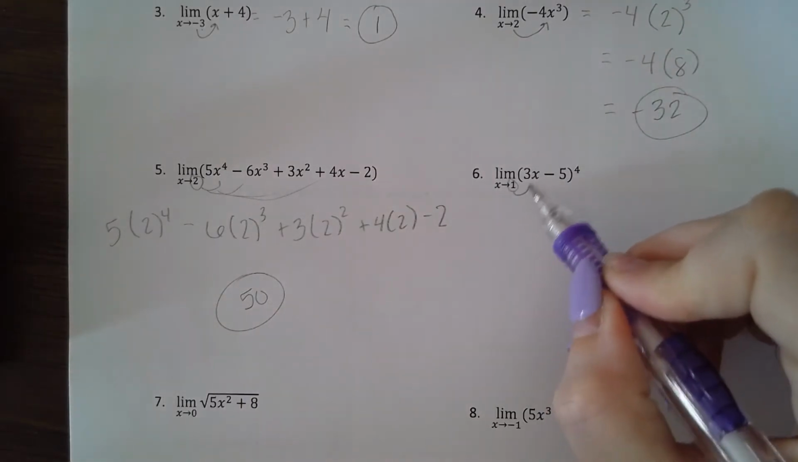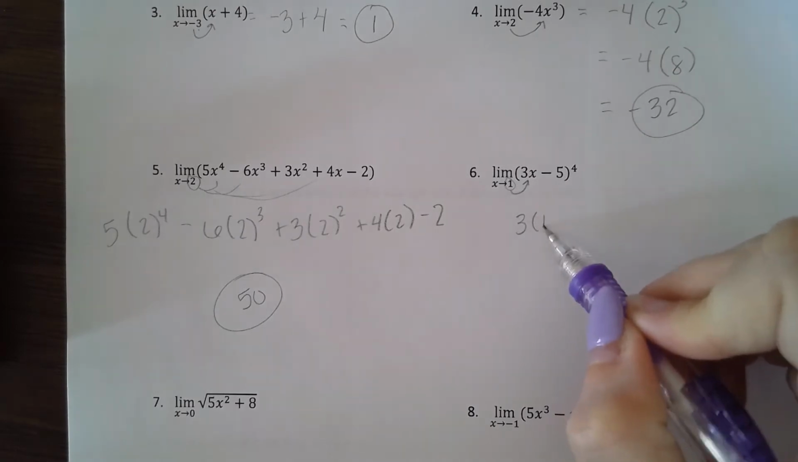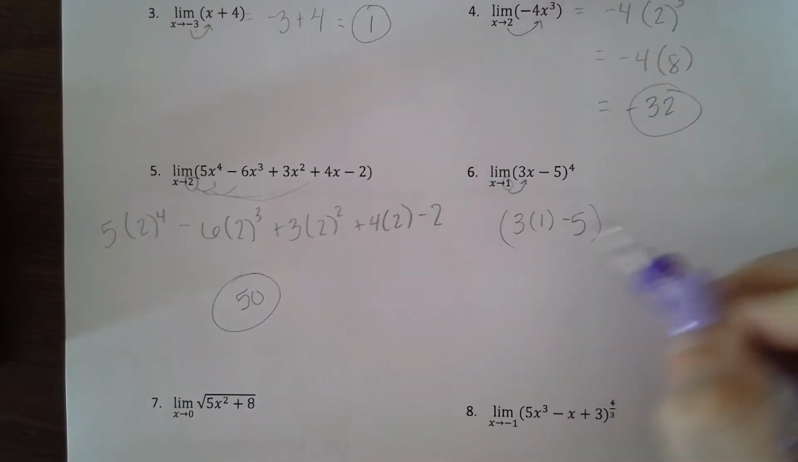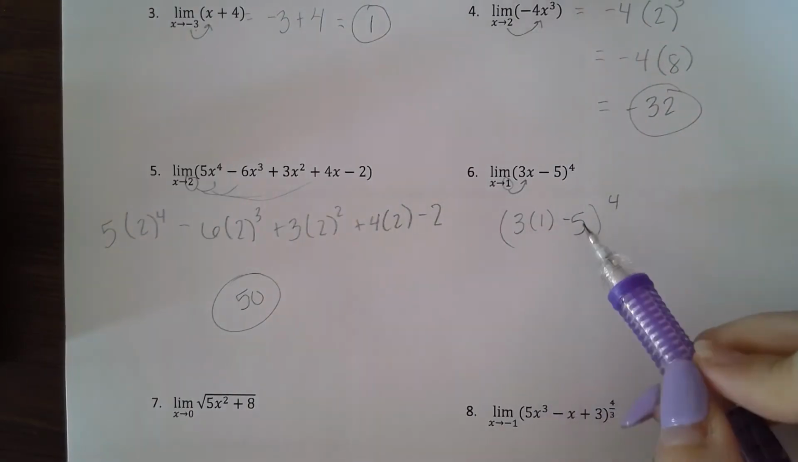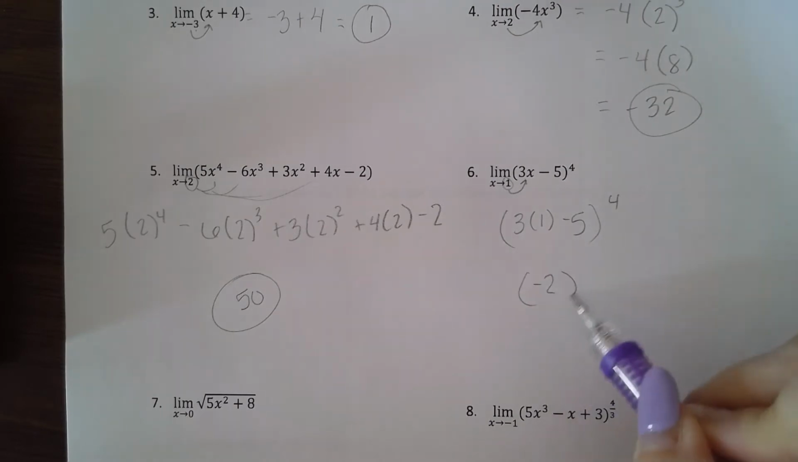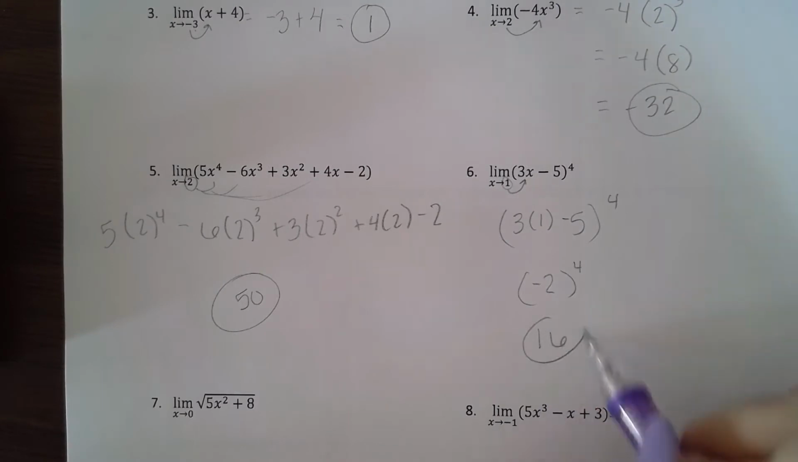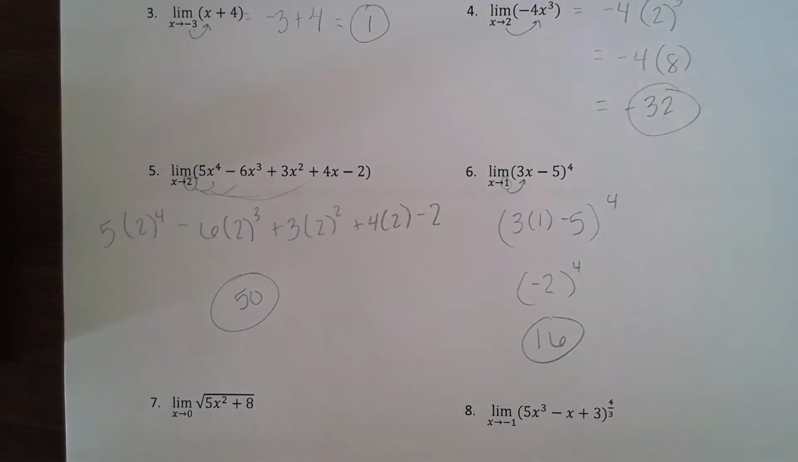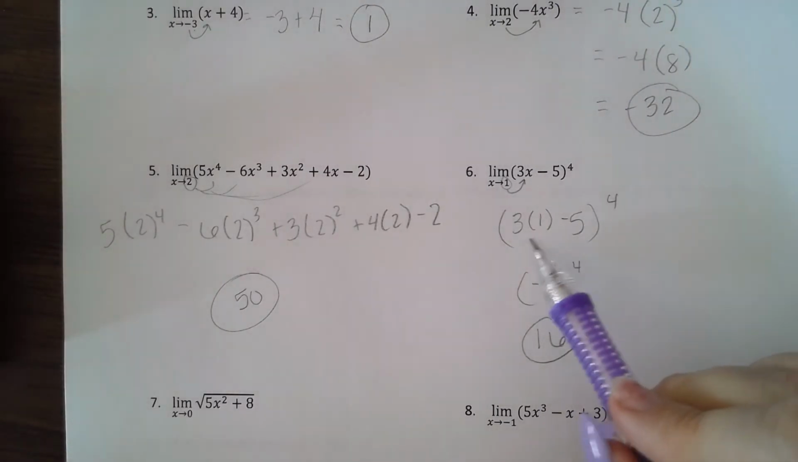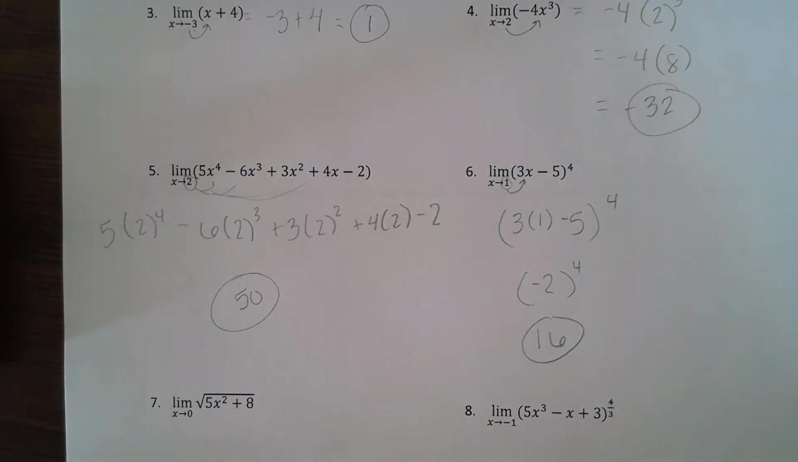Okay, same thing here. We're going to plug in 1 for x, so 3 times 1 minus 5, all raised to the 4th power. 3 minus 5 is negative 2. Raised to the 4th power is positive 16. Okay, remember order of operations. Multiply, subtract, then the exponent.